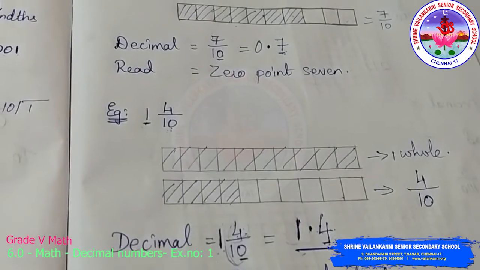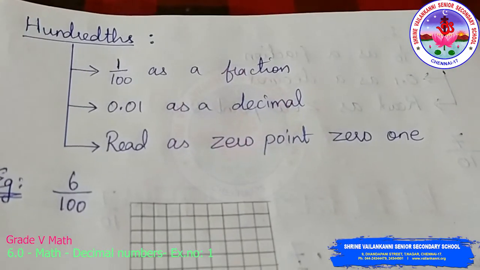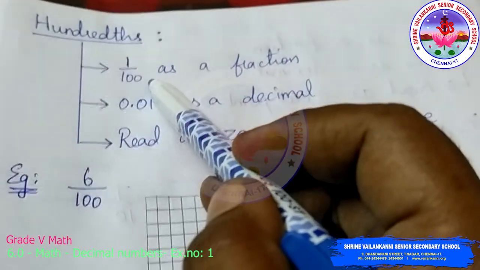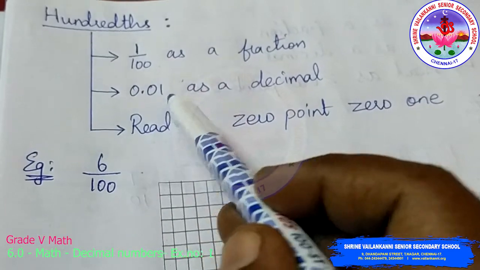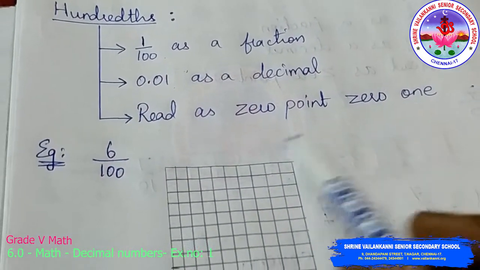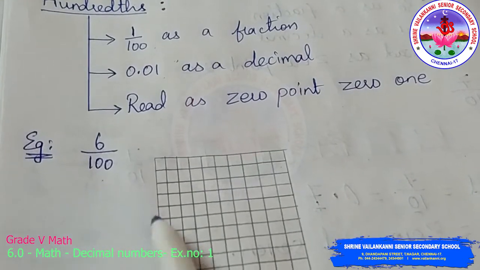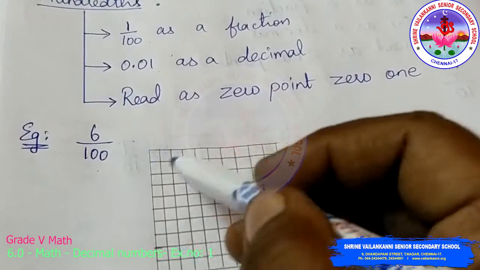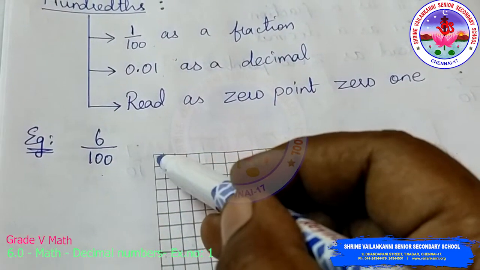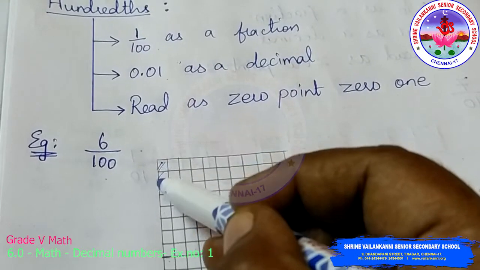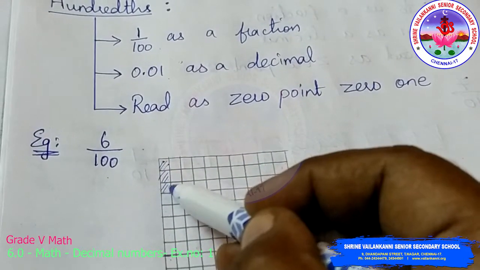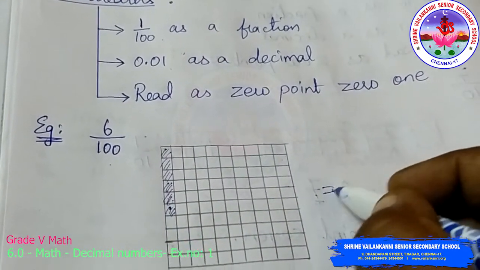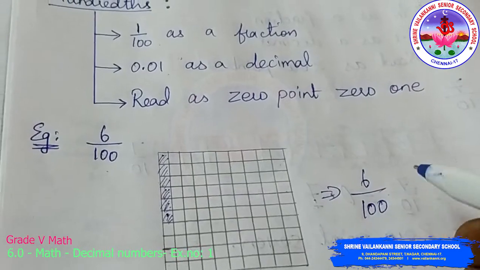Understood? So again we are going to continue. As I told you, 100 can be written in fraction as 1 by 100, in decimal as 0.01, read as 0.01. As an example I have taken 6 by 100. One whole is divided into 100 parts, and 6 by 100 can be denoted as 6 boxes. 1, 2, 3, 4, 5, 6. So this is considered as 6 by 100.